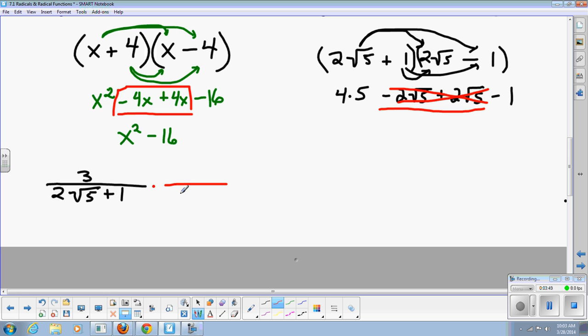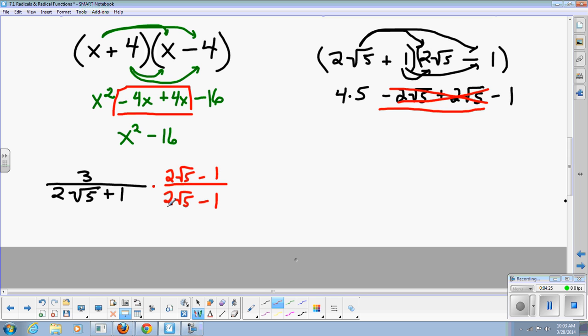So let's see how that works with my fraction here. I'm going to have it over here, and if my denominator says 2 times the square root of 5 plus 1, I'm going to write the conjugate, but we're going to keep in mind that this is the product of a sum and a difference. Since this one has a sum in the denominator, I want the difference over here. So I write 2 times the square root of 5 minus 1. And I also do it on the top, 2 times the square root of 5 minus 1, both top and bottom.